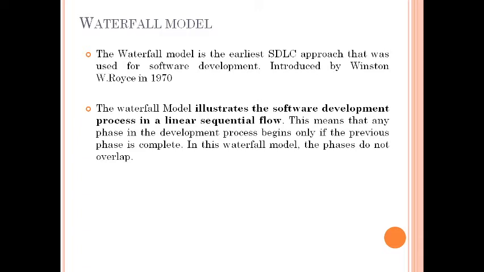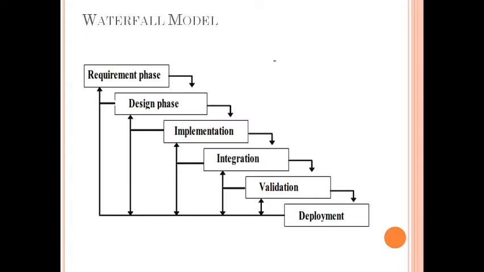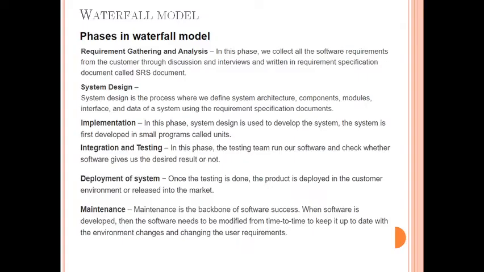As we have seen in the diagram, there are different phases. The first one is the requirement phase. This requirement phase defines what all things are required for developing a software. How many people are required, what are the needs of the customer. Everything will be analyzed here.